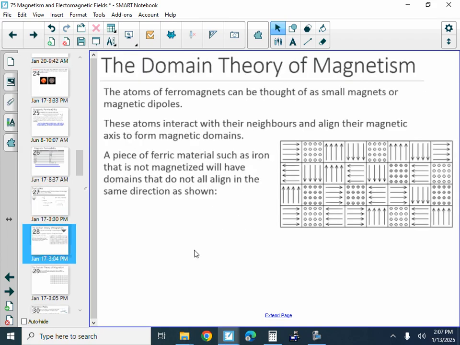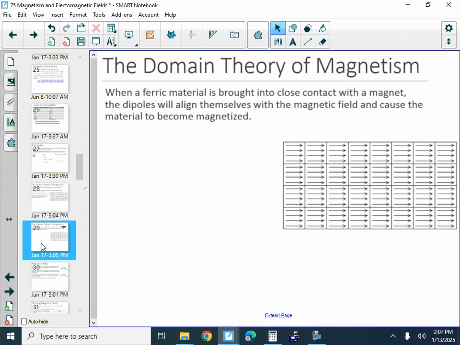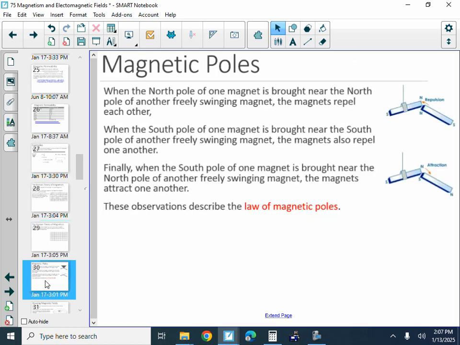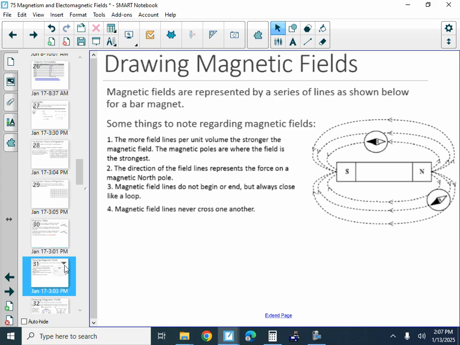The domain theory is mentioned in the video as well. So not magnetic because everything's random, and very magnetic because things are lined up. But again, only possible if you have the half-filled shells and all these different requirements. So magnetic poles, the law, obviously opposites attract and likes repel. We are, I'm sure, familiar with that.